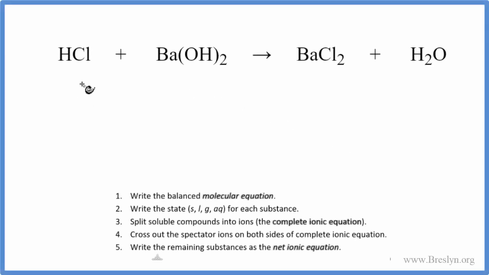In this video, we'll write the net ionic equation for HCl plus Ba(OH)2, hydrochloric acid plus barium hydroxide. So we have a strong acid and a strong base. This will be a neutralization reaction. First thing we need to do is write the balanced molecular equation.